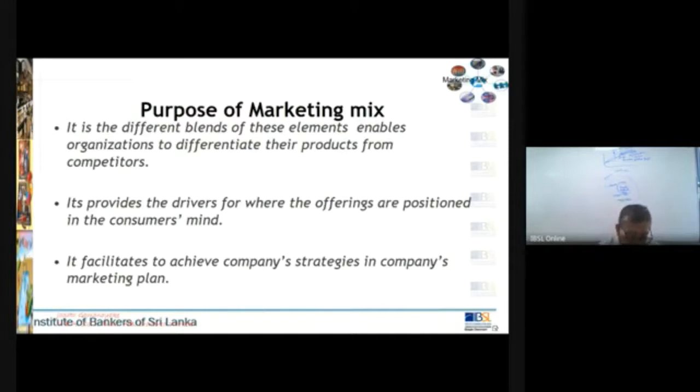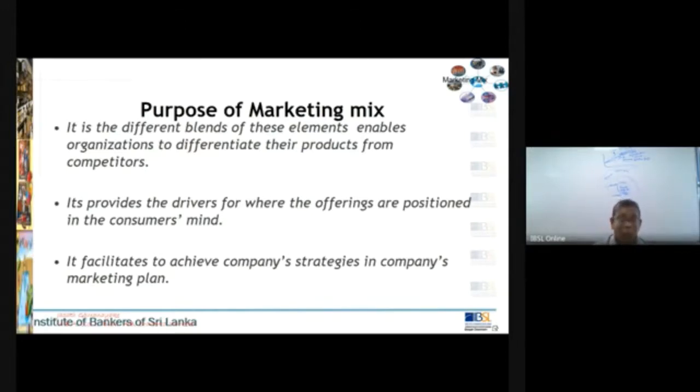Why? Now ABC Bank is also offering savings, PQR Bank is also offering savings products. Then what is different? That is the 7 P's. You're offering different blends of these elements. That is marketing 7 P's. They make the difference, right? So marketing mix elements, that is the 7 P's, you may use to differentiate your product from your competitors' product.